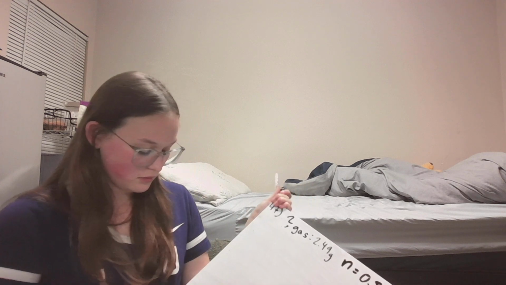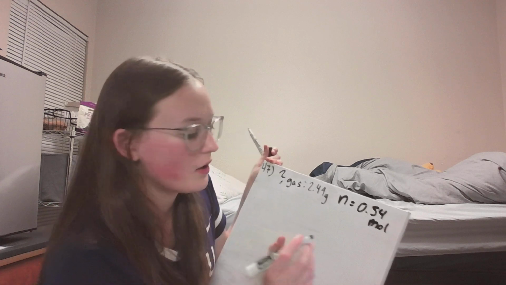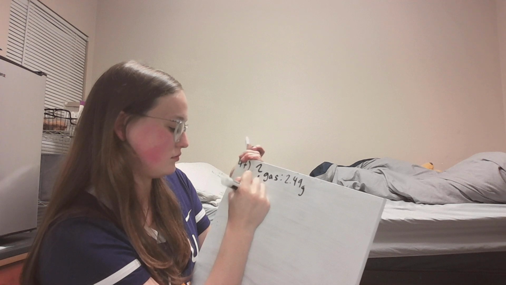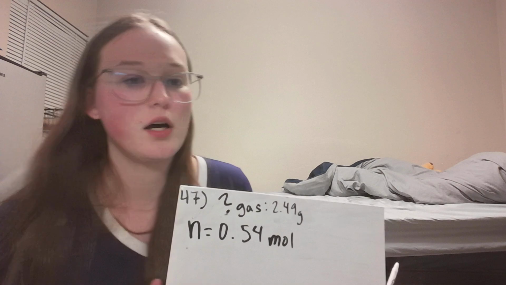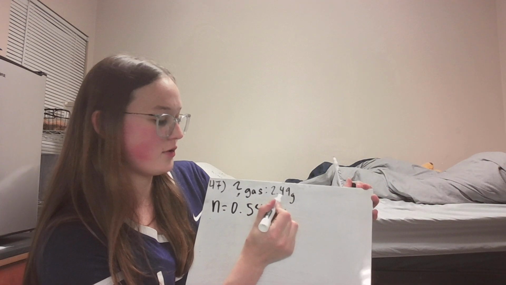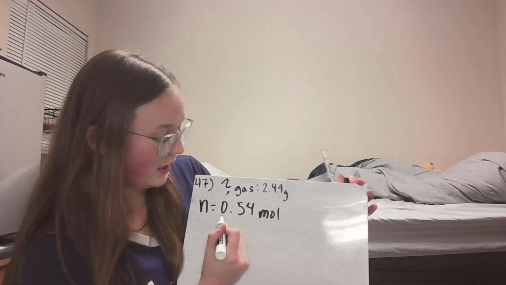So now, LOL, if I could speak, that'd be amazing. So now we need to go through every single one in the practice problem, find their molar weights, and divide 2.49 by each of their molar weights, and whichever one is equal to 0.54 moles, that is going to be our mystery gas. Woo! Doesn't everyone love that?